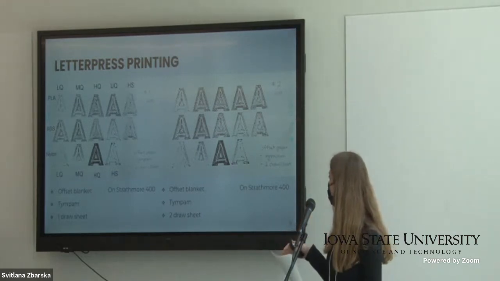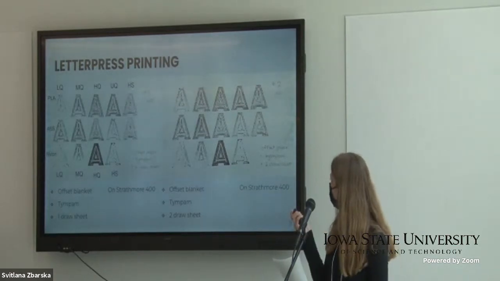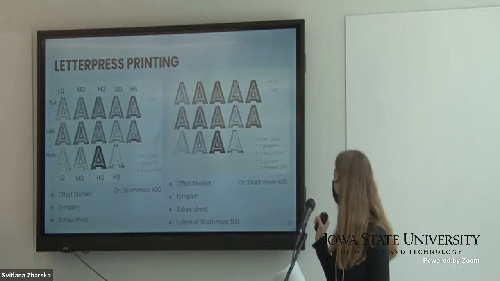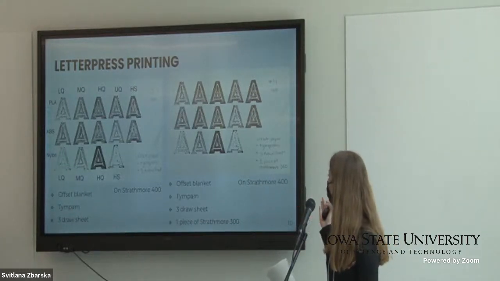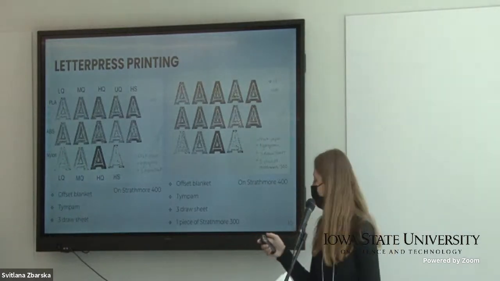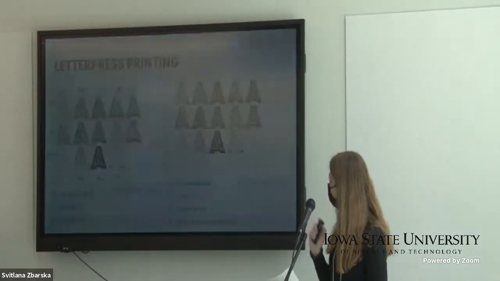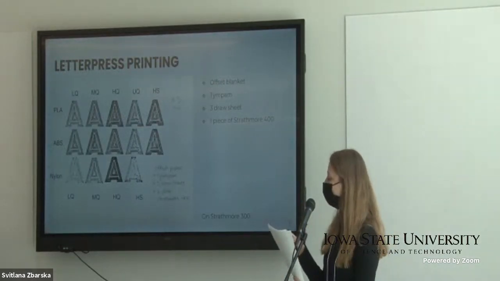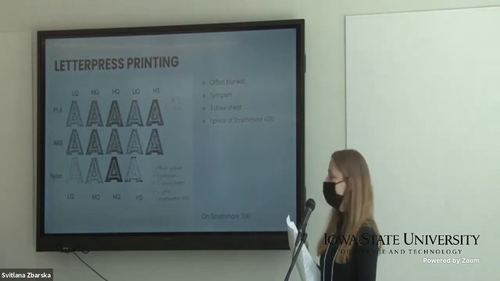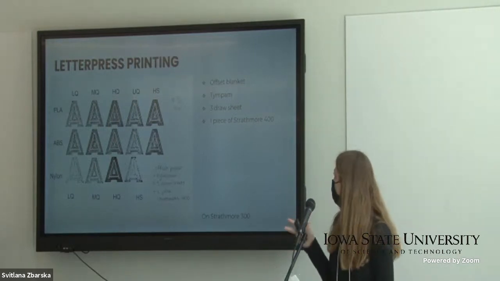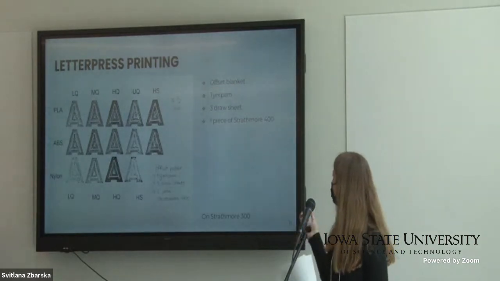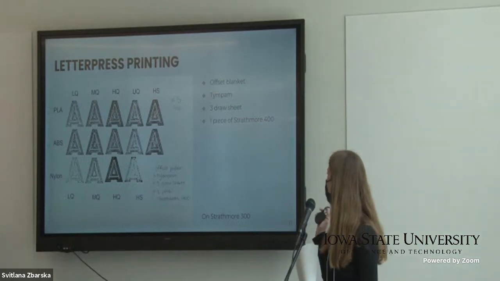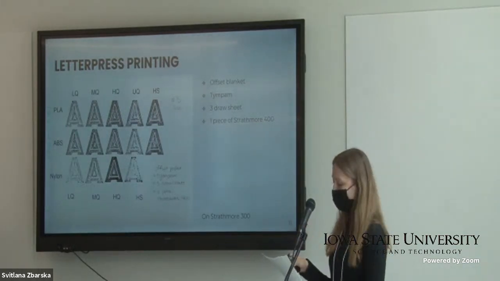Still not quite satisfied, we added an additional draw sheet with the second print there. And then an additional draw sheet for the third print there. And on the fourth one, we added a piece of Strathmore 300 as padding. Still not satisfied, we went to print number 5, where we thought this was the best padding. It was just right. It had an offset blanket, Titanium, 3 draw sheets, and 1 piece of Strathmore 400, and this one's printed on Strathmore 300, which is just a little bit thinner and lighter weight paper than the Strathmore 400.